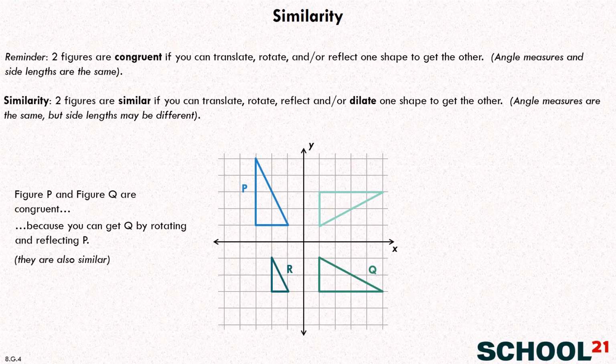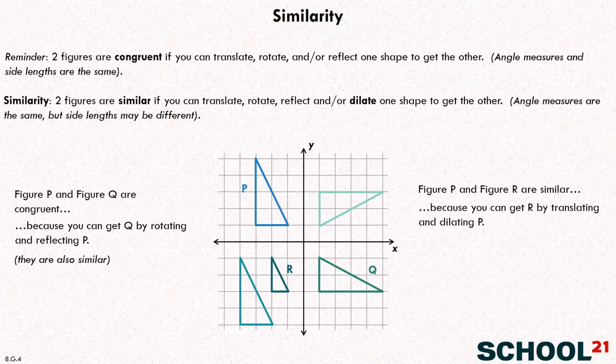Okay, now let's look at P and R. What we did here is we take P and translate it over and down, and then we dilate it to get R. Do you see how we take P to this shape and then dilate it to this shape? So now we're using dilation, which means those two shapes are similar. We'll go ahead and write that, because you can translate and dilate, but they are not congruent because we've used dilation. So that's the difference between similarity and congruence.